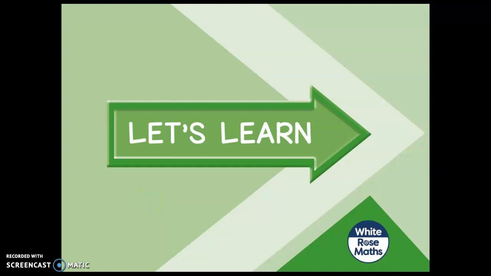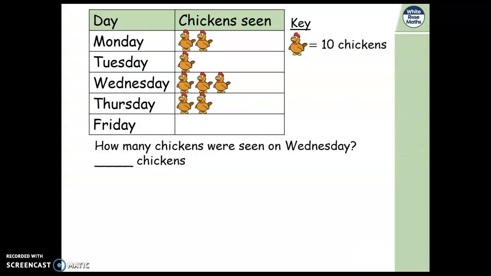So let's look at the main part of today's lesson. We've got the pictogram here. We've got the key where 1 chicken is 10 chickens. So first question, how many chickens were seen on Wednesday?